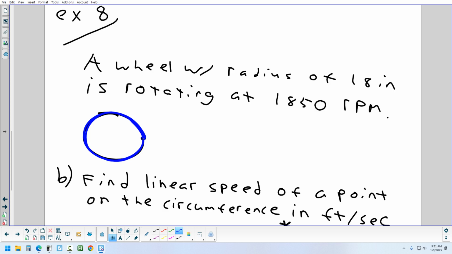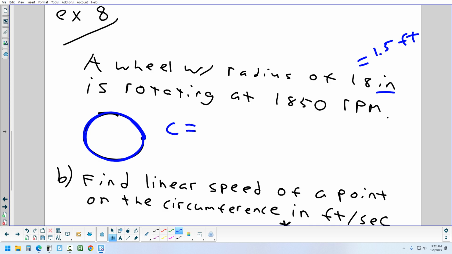All right? So the first thing we should look at is they want feet. They gave me the radius in inches. So off to the side, let's just fix that. 18 inches is how many feet? 1.5. It's 1.5 feet. If you're not sure, you just take the number of inches and you divide by 12, and that tells you how many feet you have. Okay. So now we know the radius is 1.5 feet.